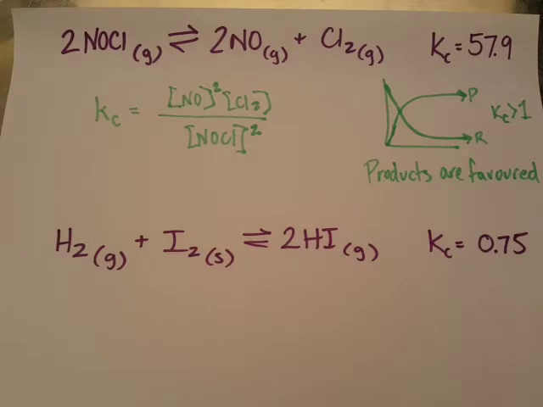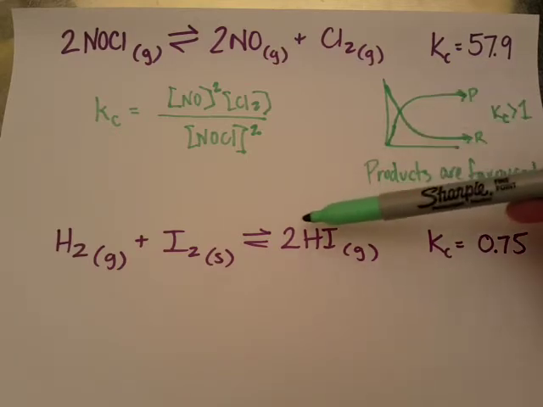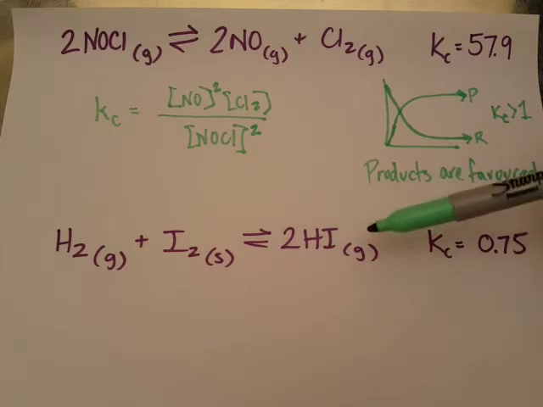In our second example, we have hydrogen gas reacting with solid iodine to form hydrogen iodide gas.